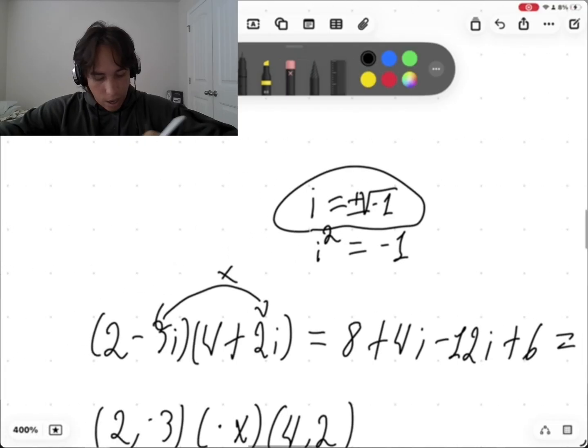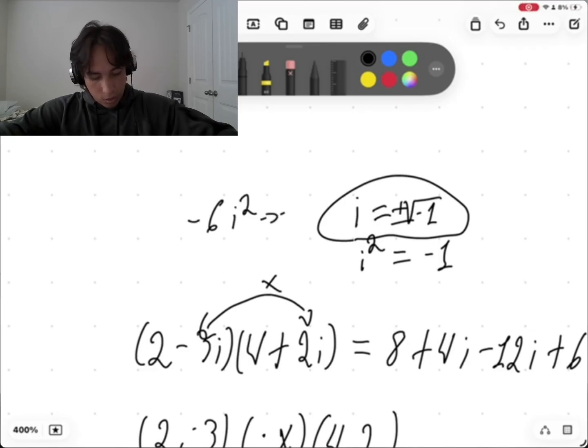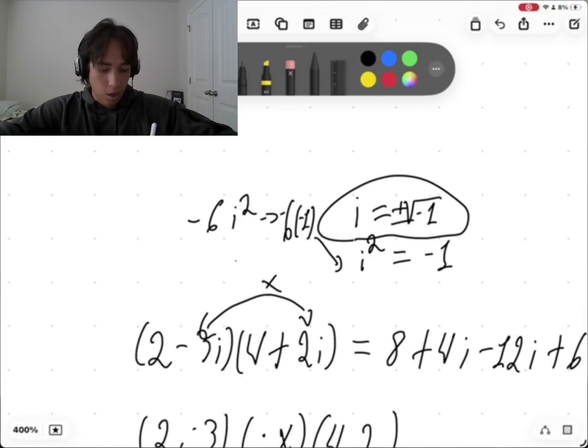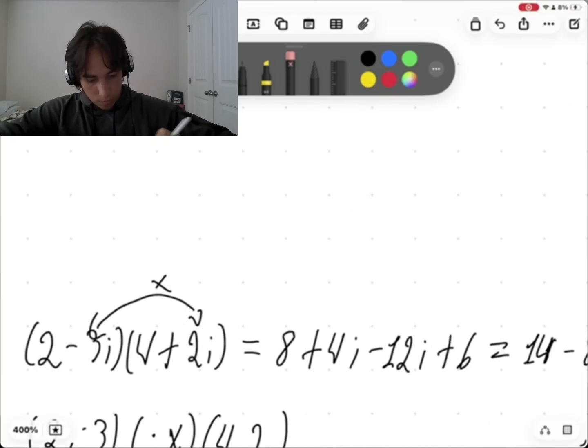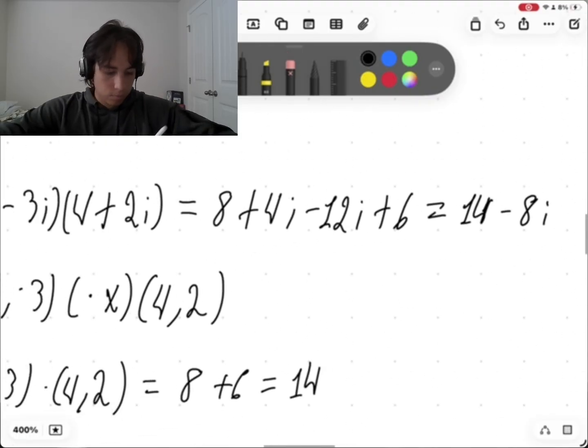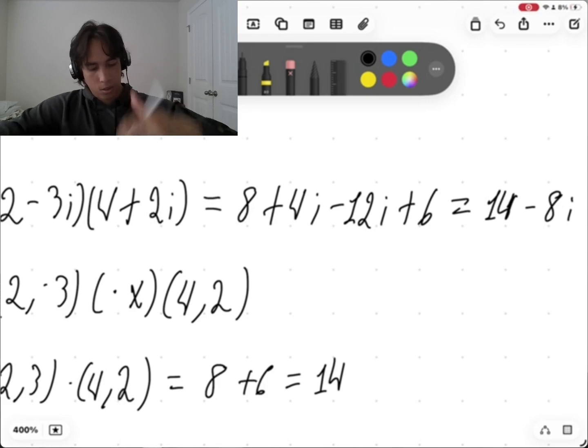So if we know that i squared is -1, and we multiply this as taking i and treating it as a variable, we get -6 times i squared, which is -6 times -1, which is +6. Right? Which we get 14 minus 8i. I think that's the right answer. Yeah, 14 minus 8i.